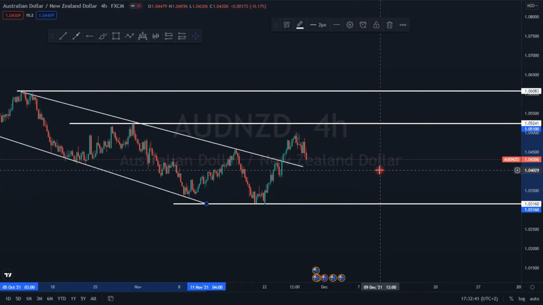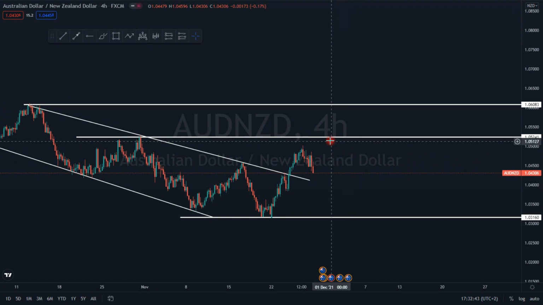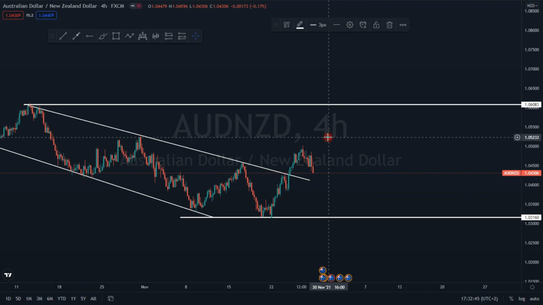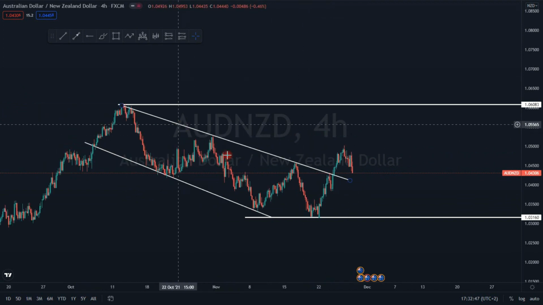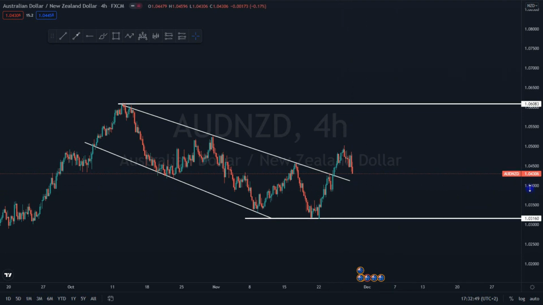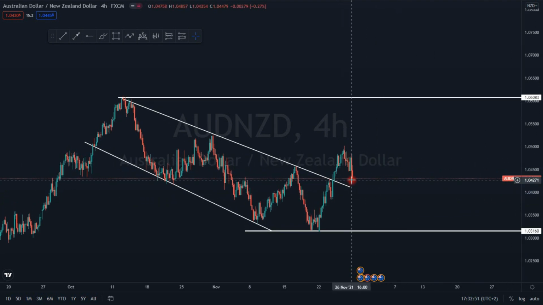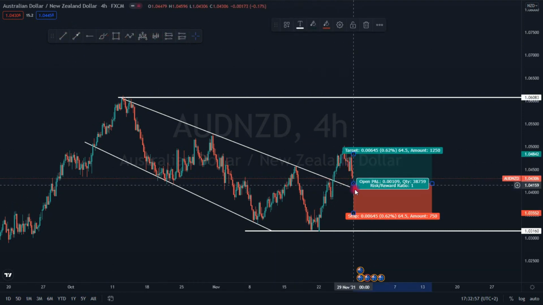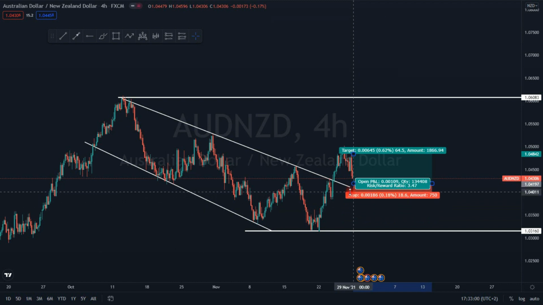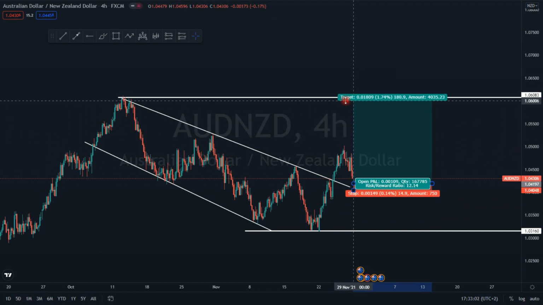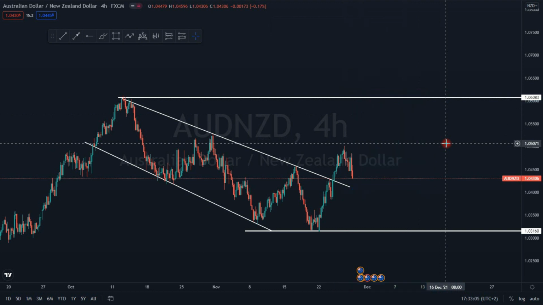Alright, you can see that here we just broke out. Allow me to delete this one right here for now. You can see that we broke out of the channel and we are currently coming back down right here to retest. So obviously our move right now from here is to the upside, so I'm going to have something like this, pushing to the upside just like that.